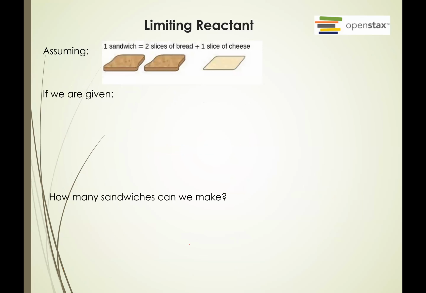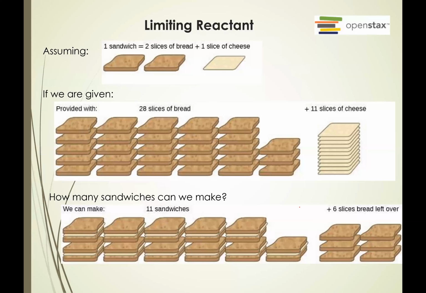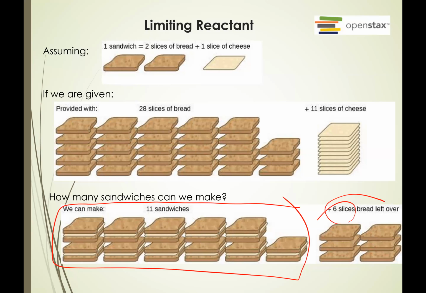First, we're going to look at a picture. So here's the picture, just for those visual people. We had 28 slices of bread and 11 slices of cheese. So when we do this, we can make 11 sandwiches. And then we just have a bunch of extra bread. We could have never made any more, right? So this is what you did. You just did this in your head. But with chemistry, you can't really do it in your head. Too many numbers. We're going to have to actually write it out.